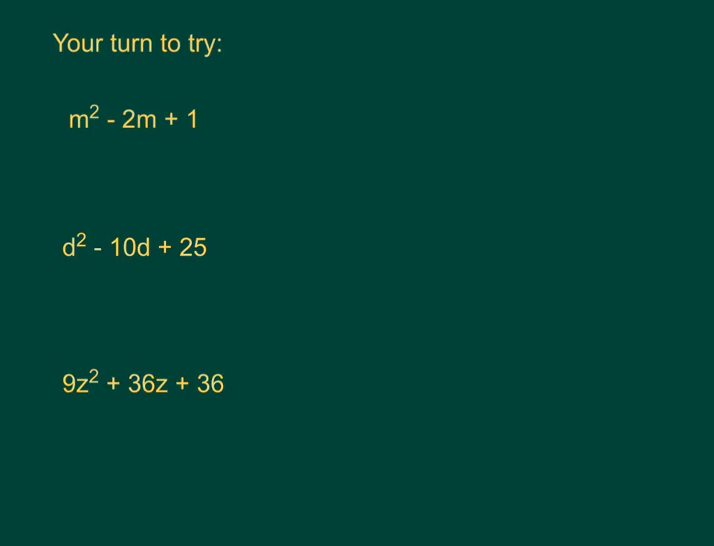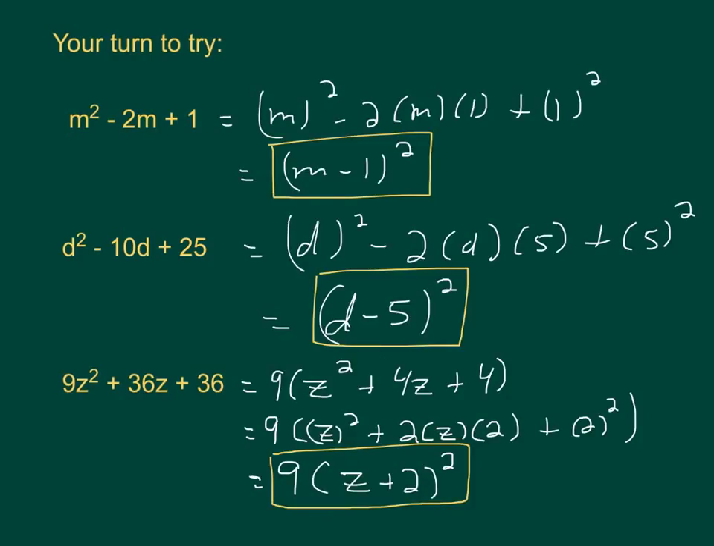Alright, here are 3 perfect square trinomials. Try them, pause the video, try them out now, and then check your work. Time to reveal the answers. Alright, so here are your 3 results. The first one factors into m minus 1, the quantity squared. Second one is d minus 5, the quantity squared.